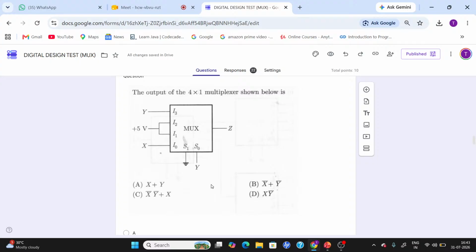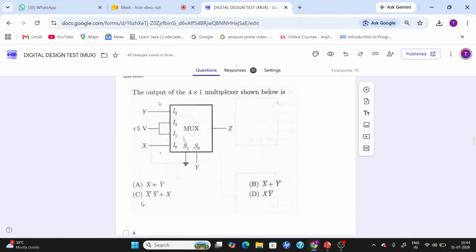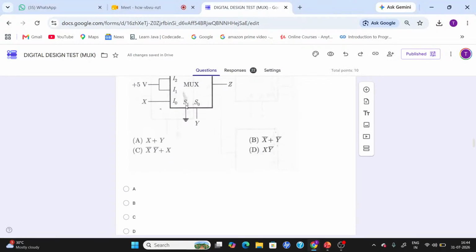Okay. We don't have X. Sorry. We have X plus Y. So our final answer is X plus Y, which is option A. Once cross verified.